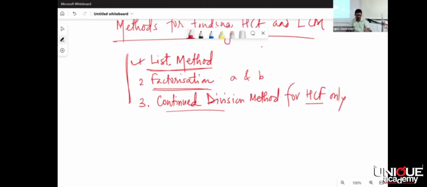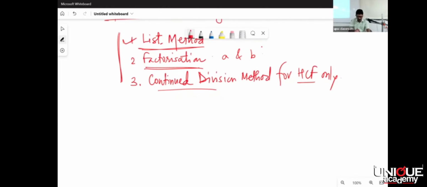Write down in your notebook a very simple question. Even if you can answer it within no time, please don't answer it yet. Find HCF and LCM of 24 and 30.